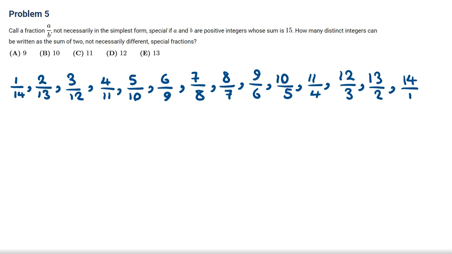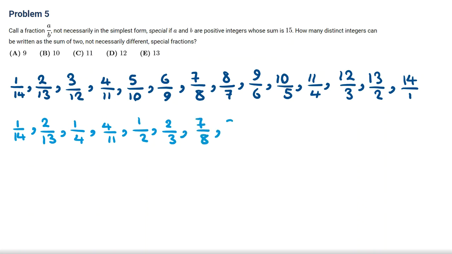Now, let's simplify. I want to write the simplest form. 1 over 14, the next one, 2 over 13, the next one, 1 over 4, 4 over 11, 1 over 2, 2 over 3, 7 over 8, 8 over 7, 3 over 2, 2, 11 over 4, 4, 13 over 2, 14 over 1.